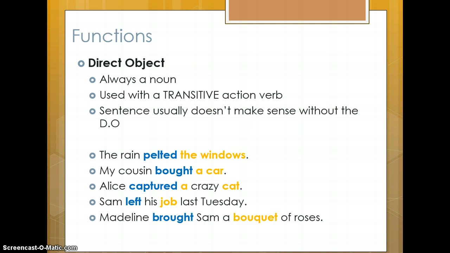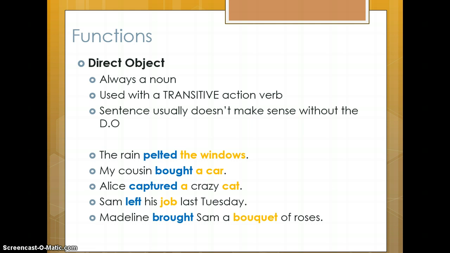That something else is called a direct object. The rain has to pelt something. That something is the windows, the direct object. My cousin bought. What did my cousin buy? He bought a car. That noun, a car, is the direct object of the action verb bought. Alice captured. What did Alice capture? She captured the direct object, a cat. Now we have that modifier in there, a crazy cat, and that's okay, but the direct object is actually the cat itself. That's the noun that comes up.